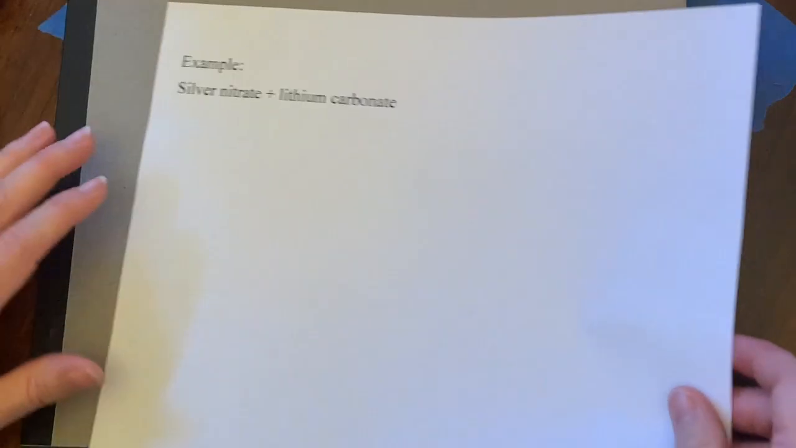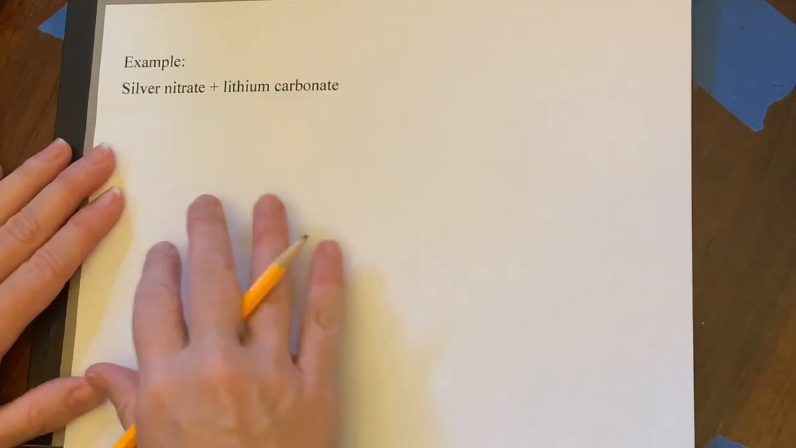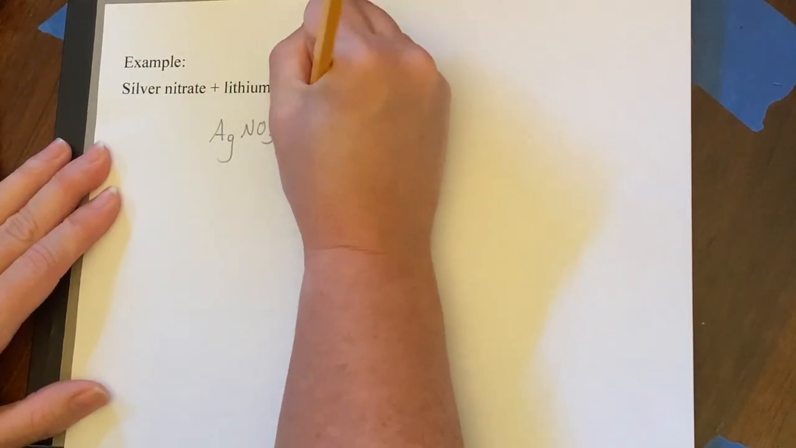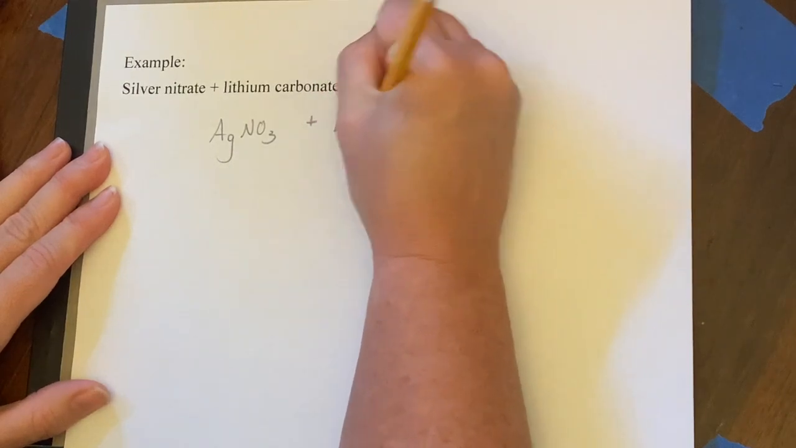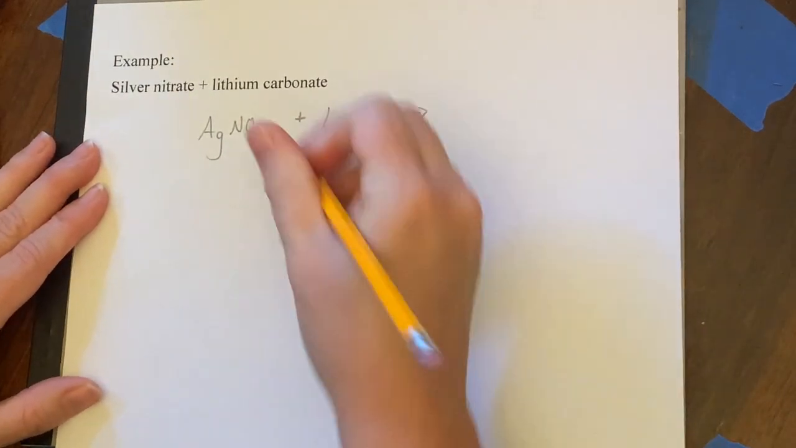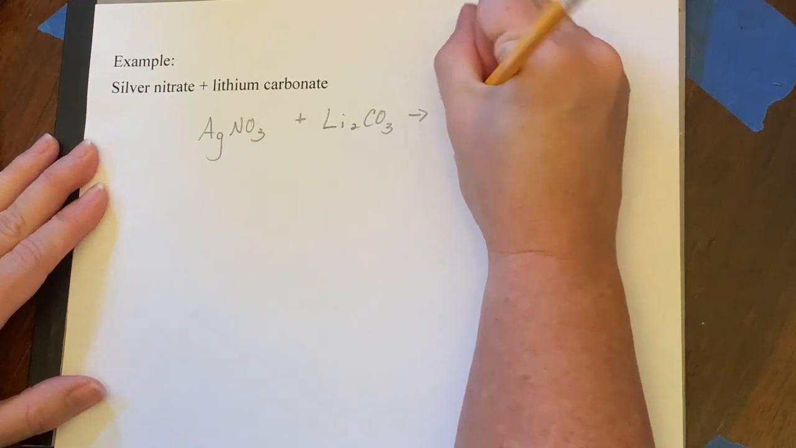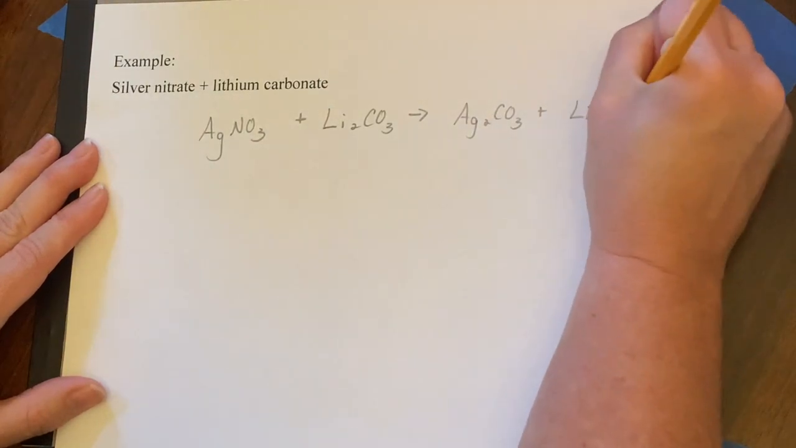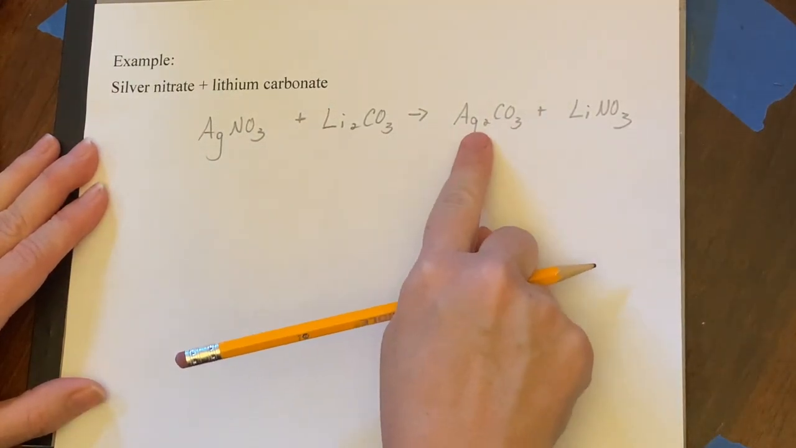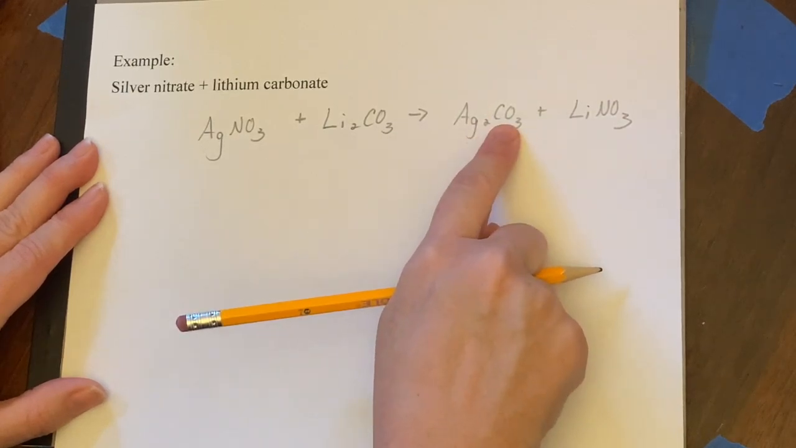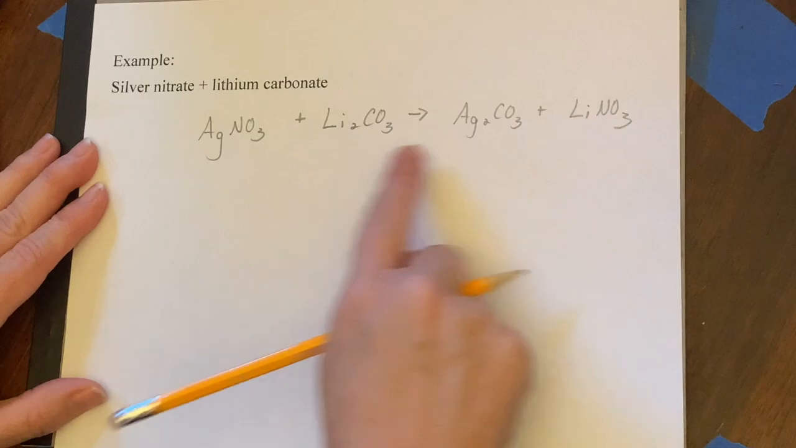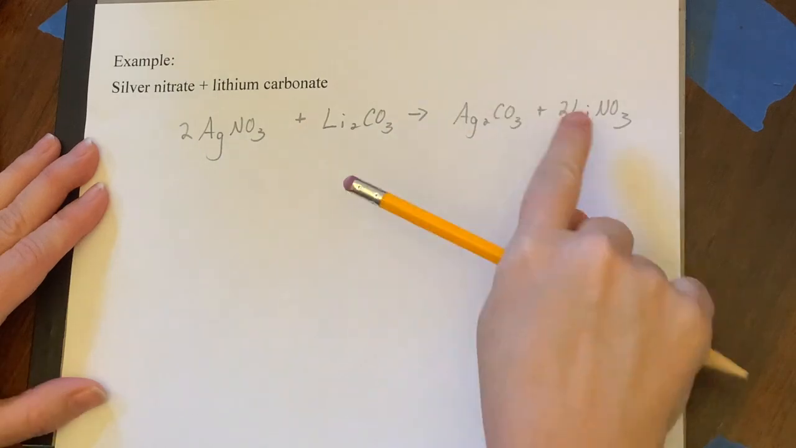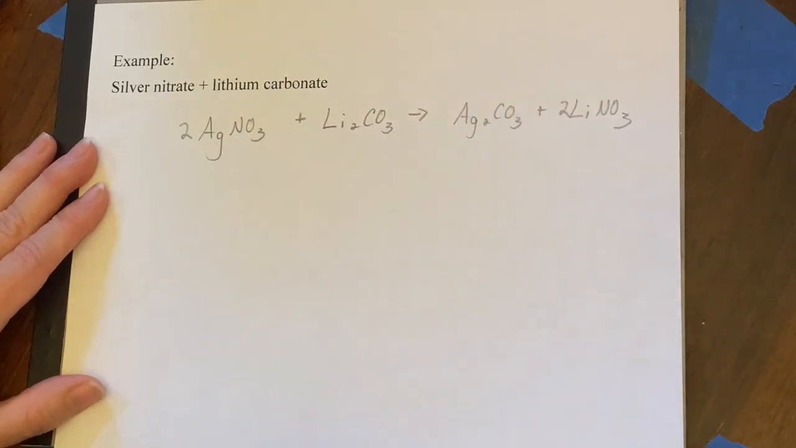All right, final example for this unit. So I have silver nitrate plus lithium carbonate, and that's going to give me silver carbonate plus lithium nitrate. I do need a 2 here because silver's +2, carbonate's -2. Don't forget writing formulas. So I need a 2 here and a 2 here, and then I think I'm good. My lithiums are good, my nitrates are good, my silvers are good, fantastic.